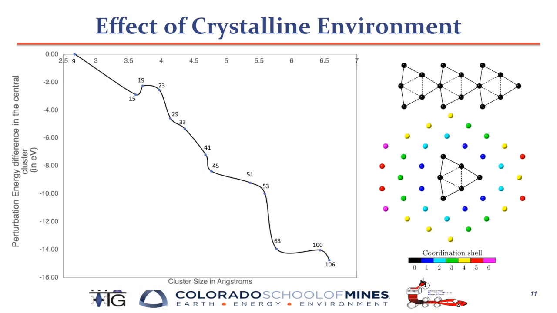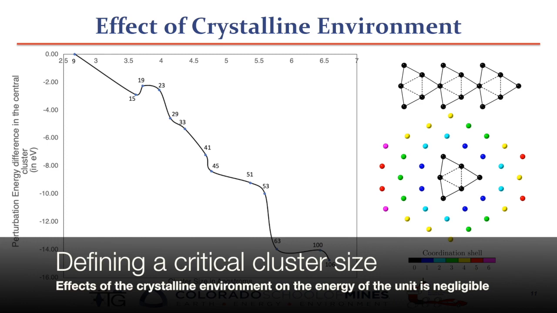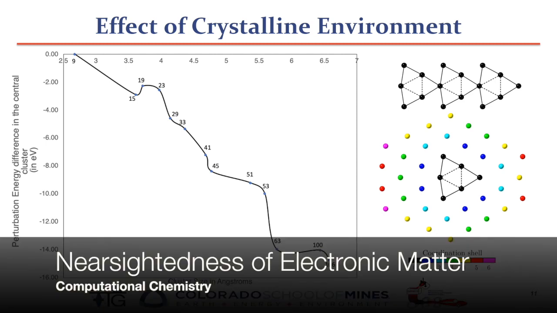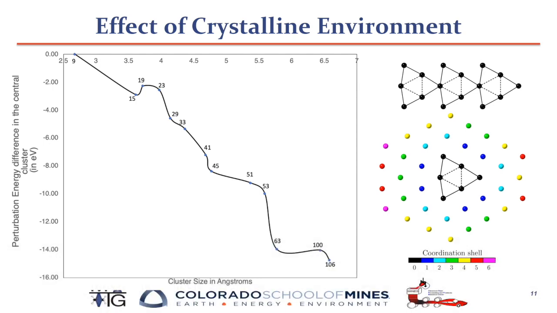On plotting the perturbation energy difference as a function of cluster size, we can see that the 9-atom trigonal cap prism reaches stabilization. So we can confidently say that after a critical cluster size, the effect of the crystalline environment on the central trigonal cap prism is negligible. This is also in concert with the nearsightedness principle of electronic matter, which is a computational chemistry concept.